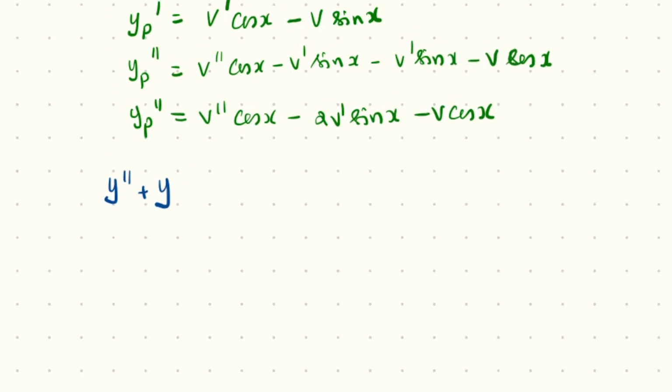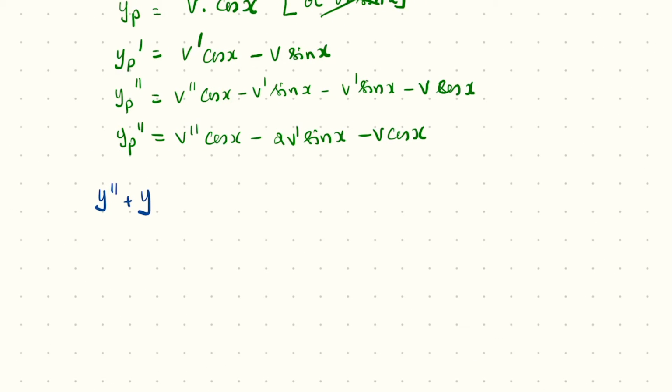If you plug it back in here, ladies and gentlemen, I have y double prime plus y is equal to 1 over secant x, right? That's what I'm going to plug in. That's very, very important, right? So 1 over secant x, which is 1 over cosine x. All right. So now let's see, how do we do that? If I plug it in, what do I get?